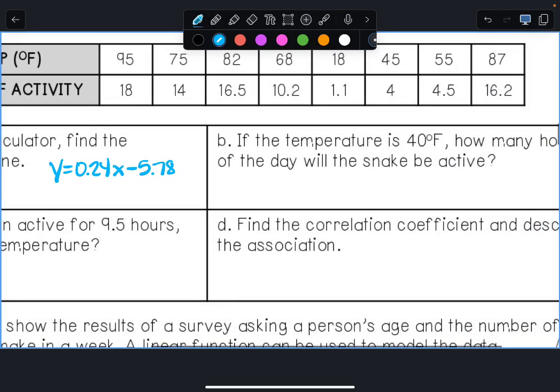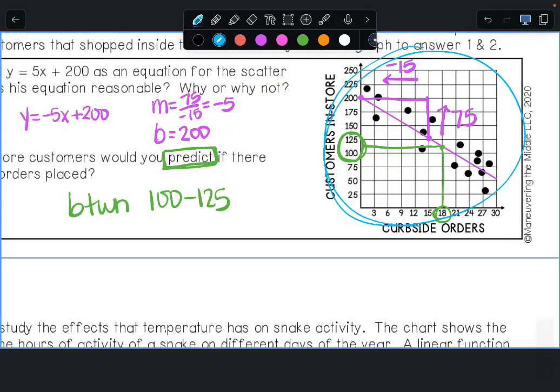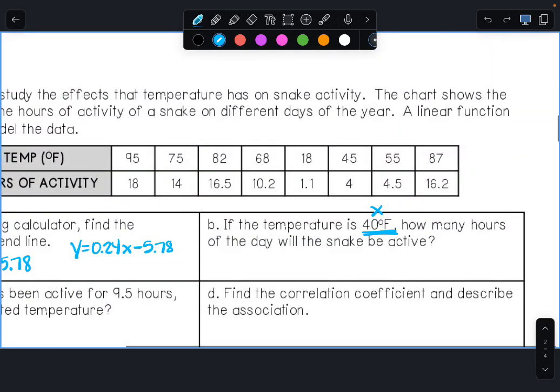Now, part B says, if the temperature is 40 degrees Fahrenheit, meaning an x value, what would the y value be? This time we don't have a graph, so we must calculate it. You can take that 40 degrees Fahrenheit and plug it in and solve it that way, or you could use the calculator, which is what I'm going to show you how to do.